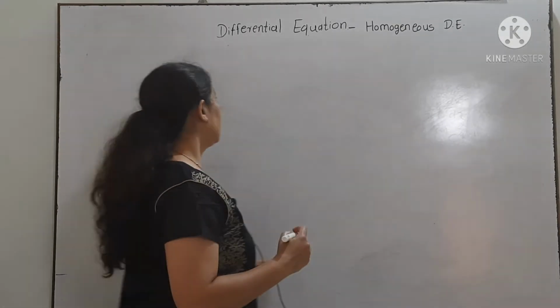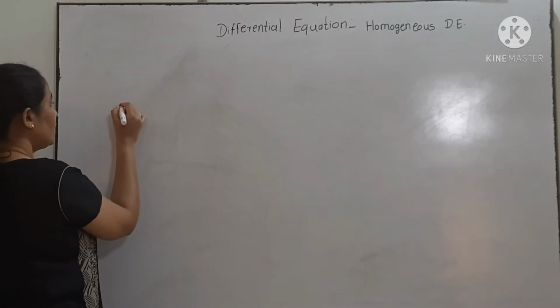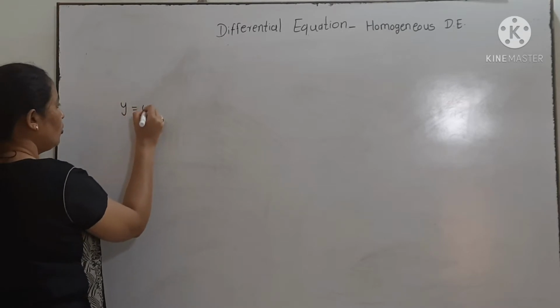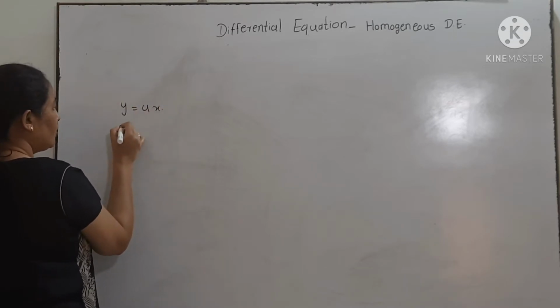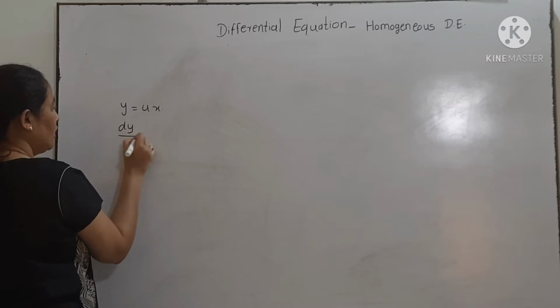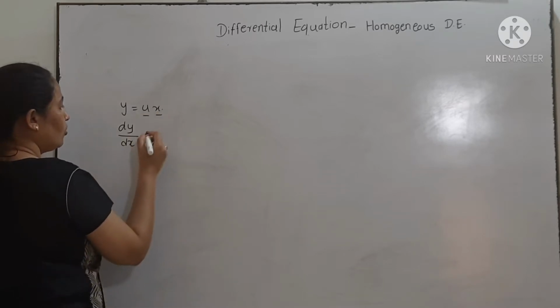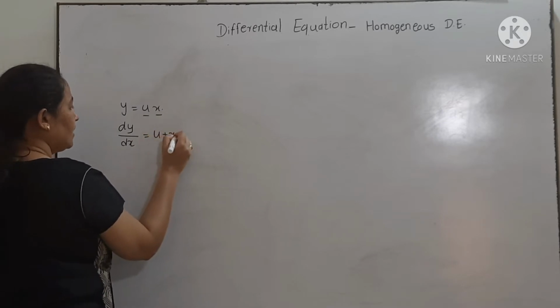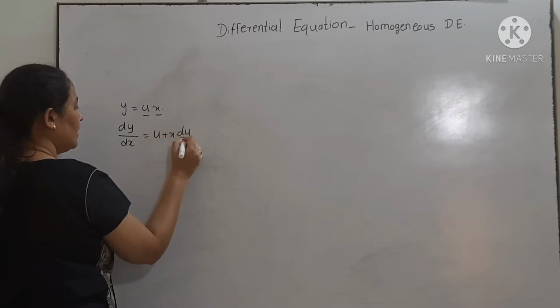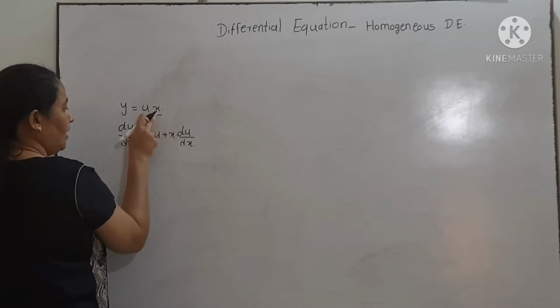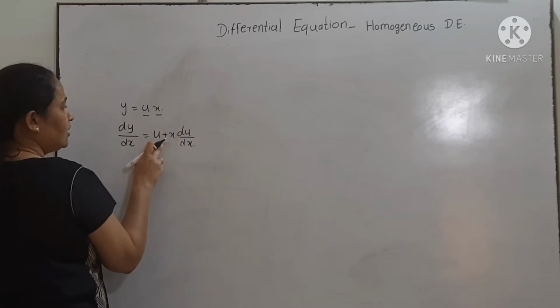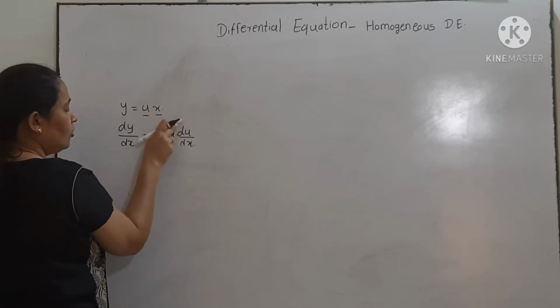For the homogeneous differential equation we always use the substitution y is equal to ux, and if I differentiate this with respect to x, you will get dy by dx equal to, here you have to use the product rule, u plus x into du by dx. The derivative of x is 1, u as it is, plus x as it is, times the derivative of u with respect to x.